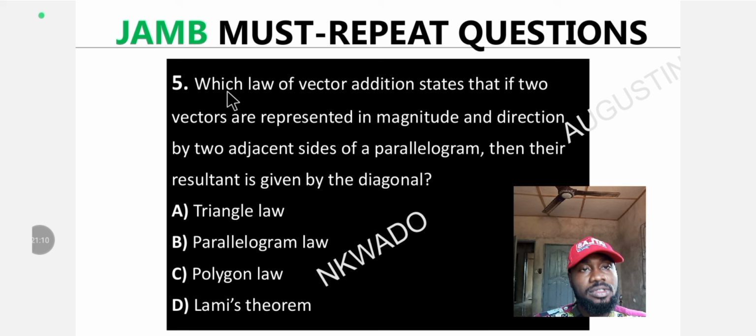Question 5. Which law of vector addition states that if two vectors are represented in magnitude and direction by two adjacent sides of a parallelogram, then their resultant is given by the diagonal? A. Triangle law, B. Parallelogram law, C. Polygon law, D. Lami's theorem. Drop the answer in the comments.